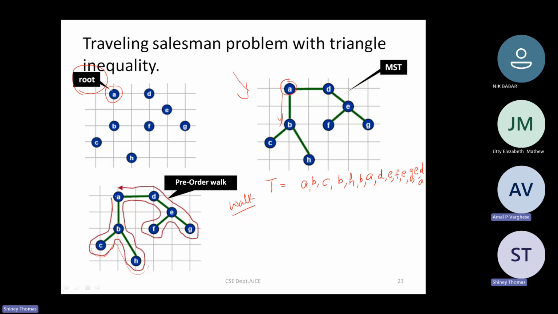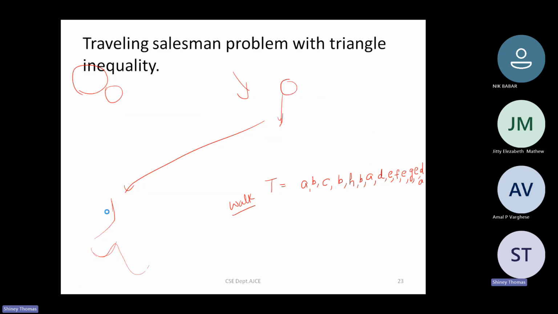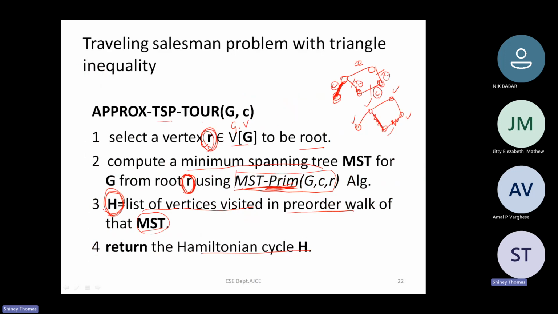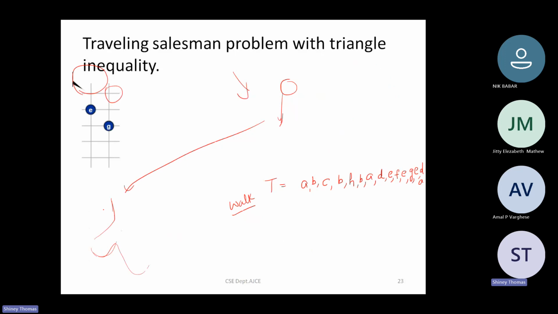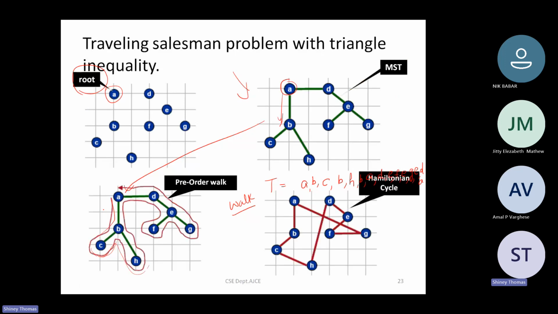So you can see I've drawn it over here. After this graph, you come to the next graph and see how we have drawn it. Repetition of edges is there. This is known as a complete walk. But when you come to a Hamiltonian cycle, our aim is that we have to look at this algorithm: the list of vertices visited in a pre-order walk of an MST. What happens here is that you have a problem, that you have repetition of edges.